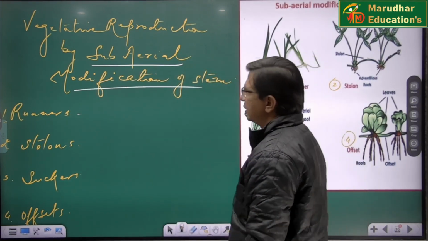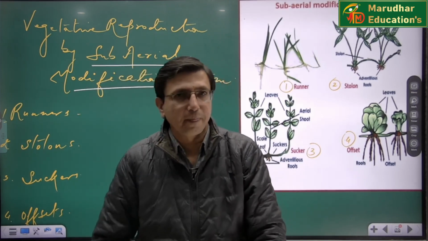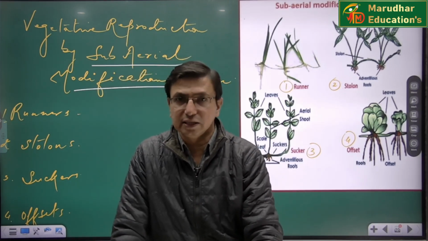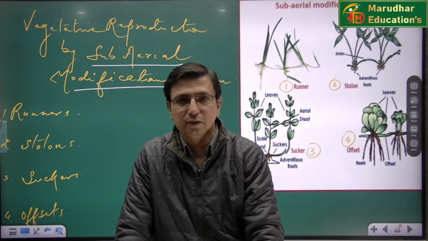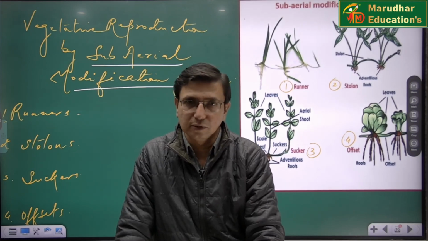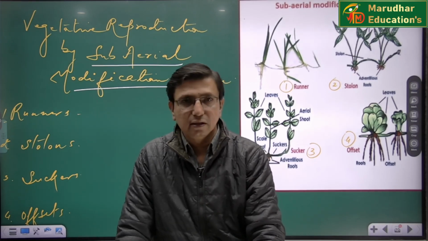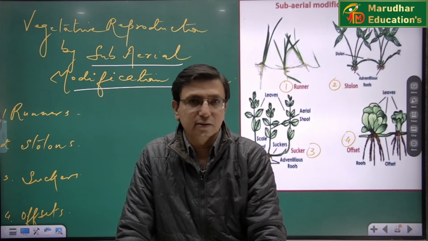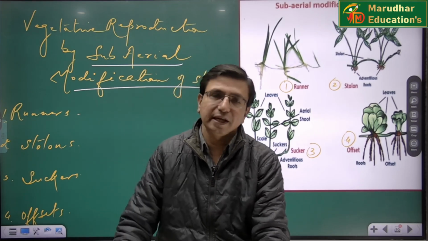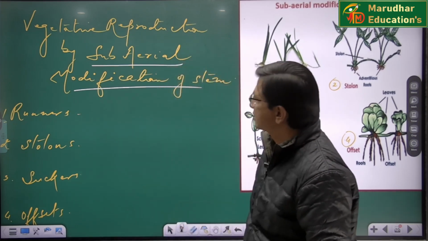What do we mean by subaerial? See, there is a term called aerial stem. Another term we have is underground stem, like we have seen in tuber, in bulb, and in rhizome. In between them is subaerial, meaning it is neither buried in the ground, in the soil, nor is it aerial, but it is present on the surface of earth, right? That's why it is called subaerial.